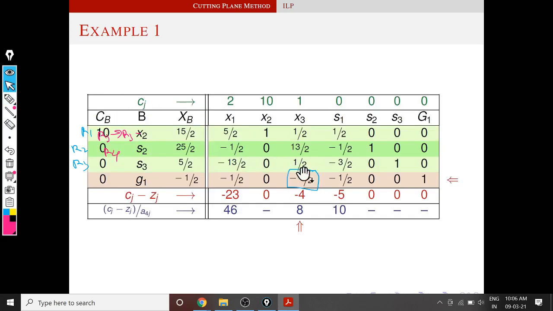In R3 here it is 1 by 2. Okay, so what is the operation? R3 goes to R3 minus 1 by 2 R4.